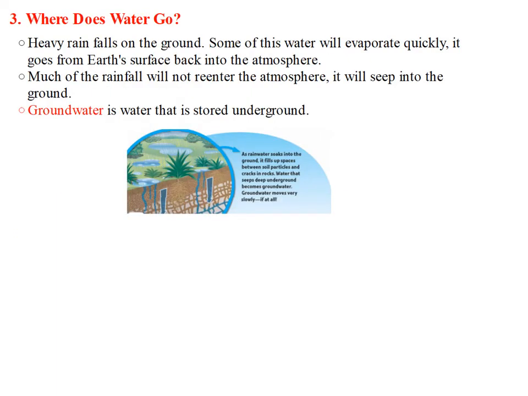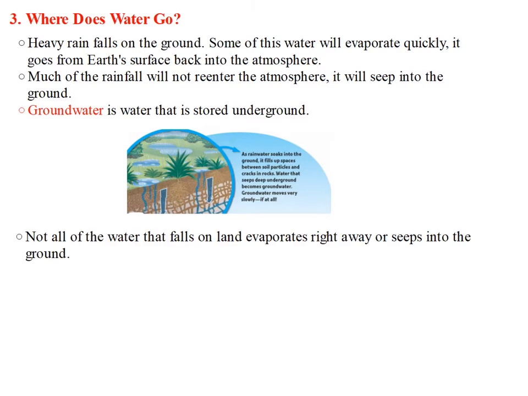Now let's see, where does water go? Most precipitation falls into oceans and evaporates back into the air, but some water takes a more roundabout path on its way through the water cycle. Heavy rain falls on the ground. Some of this water will evaporate quickly. It goes from Earth's surface back into the atmosphere. But much of the rainfall will not re-enter the atmosphere, it will seep into the ground. So groundwater is water that is stored underground.